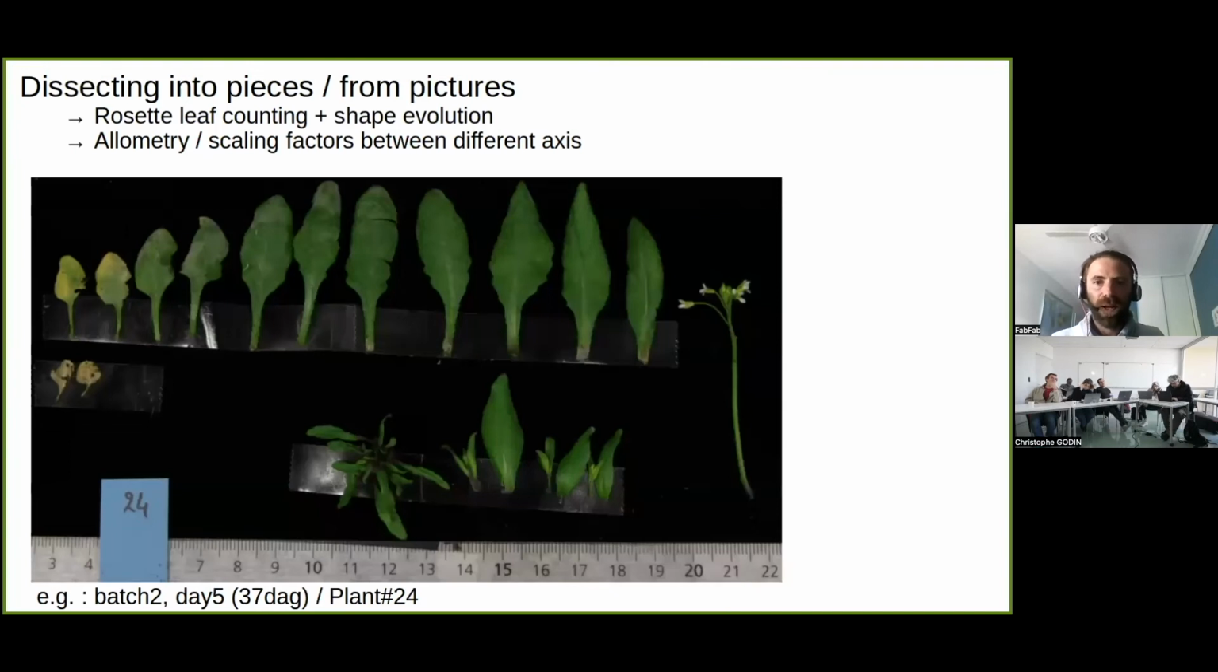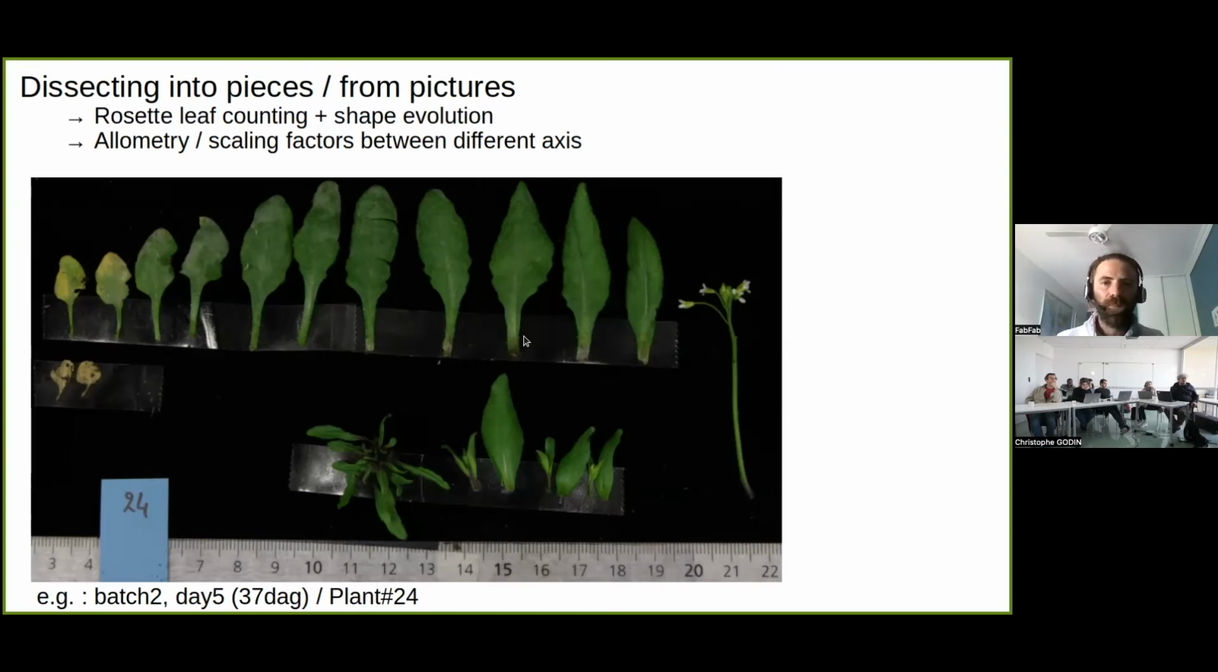So here, to count the number of rosette leaves, what you do is dissect the rosette into pieces. So you separate every different leaf so that you can really see them and count them precisely. Because when they are all packed together in the rosette, it's very hard to get.